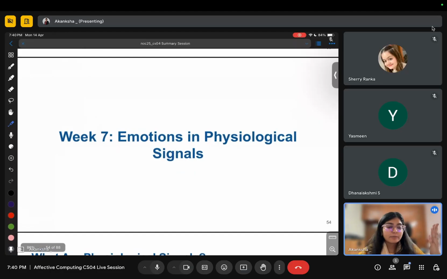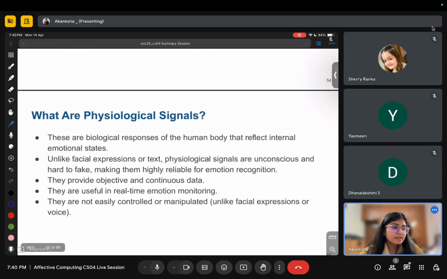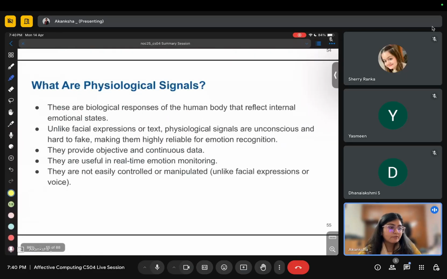Now we have talked about 3 modalities. Now the final modality is the physiological signals. What exactly are physiological signals? They're the biological responses of the body that reflect internal emotional states.